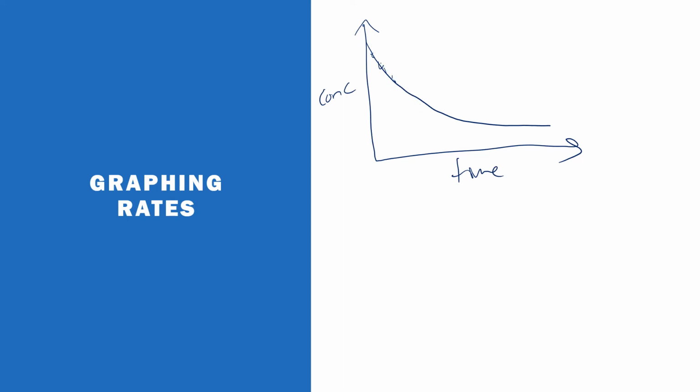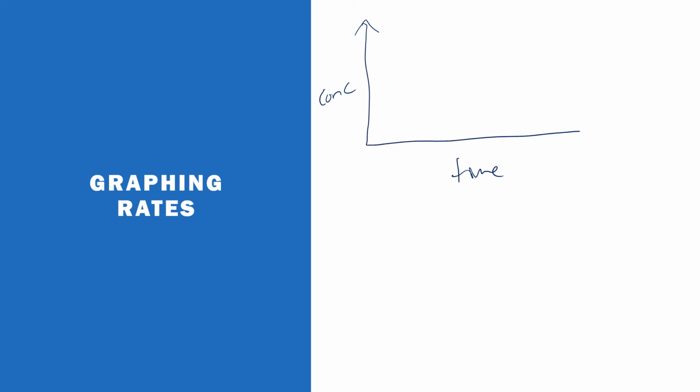Now you can do the same thing with products, all right? But products will look a little different. The products are going to start at 0. You don't have any products to begin with, and they're going to increase over time. But again, it's going to flatten out because at a certain amount of time you're running out of reactants, so you can't create as many products.